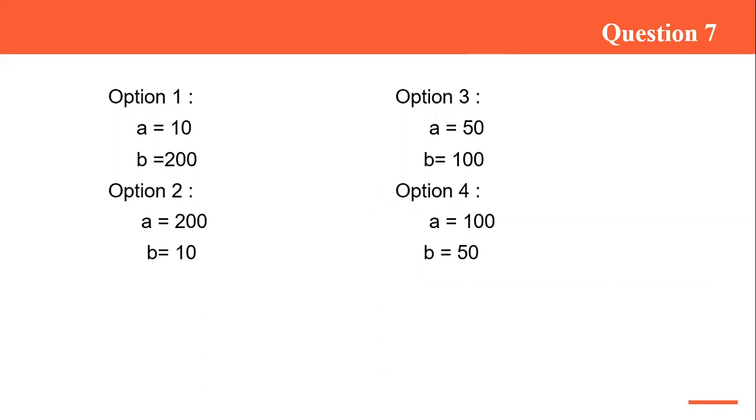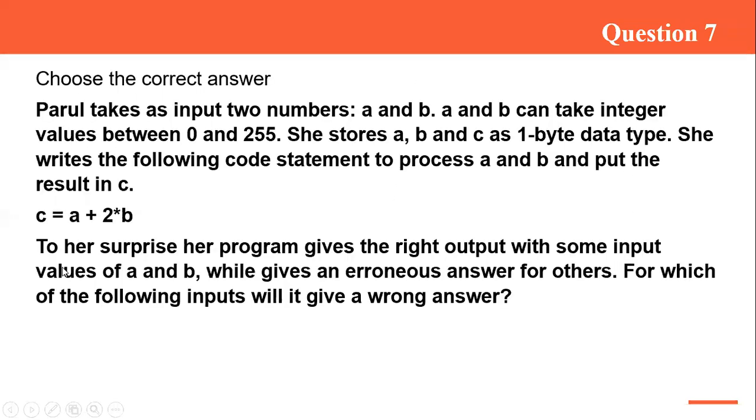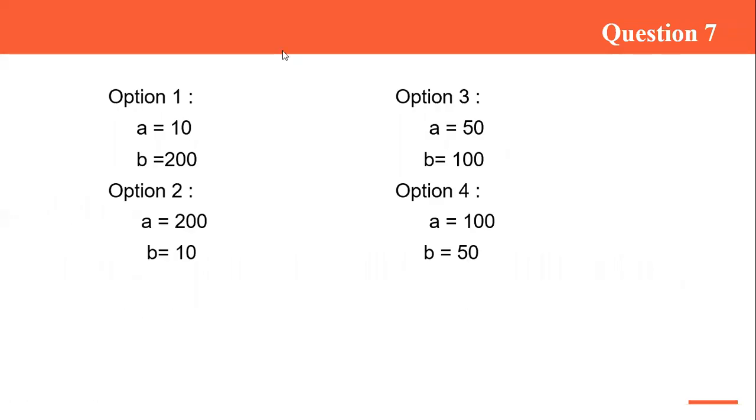Super, I guess everyone got it. Check that once again carefully. The expression was A plus 2B. I hope you remember that expression. A plus 2 into B was the expression. What is 10 plus 200 into B? What is the result we get there? It is 410, am I right? 10 plus 2 into 200, which is nothing but 410.